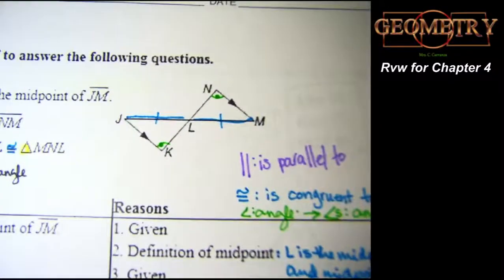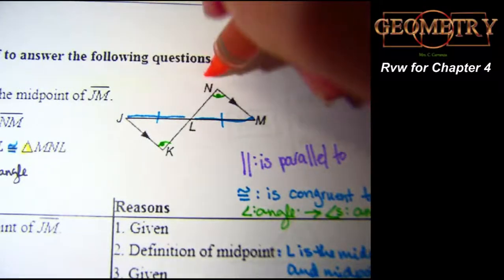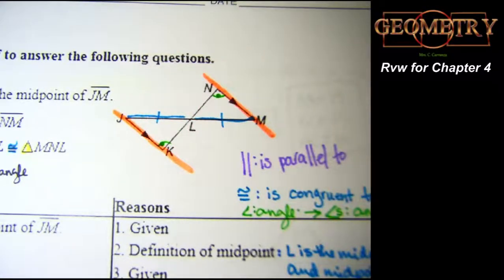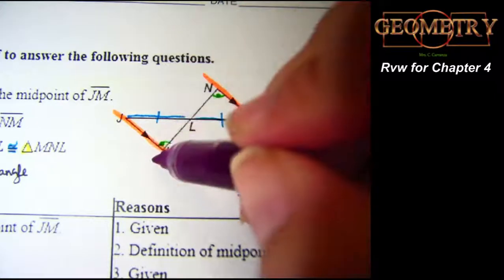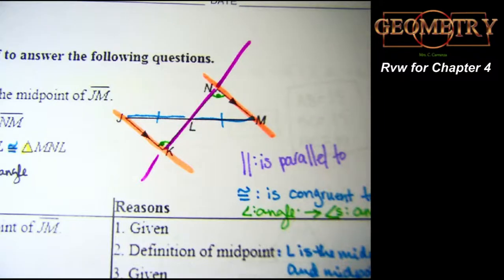So let's confirm. Looking at our diagram, zoomed in really close, we have a parallel line. And we have a transversal. The green angles, are they on the same side of the transversal or different sides? Different side. Which means they're alternate.